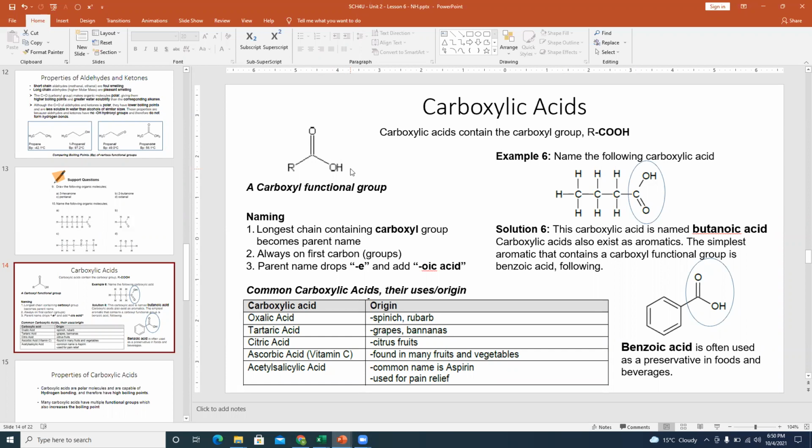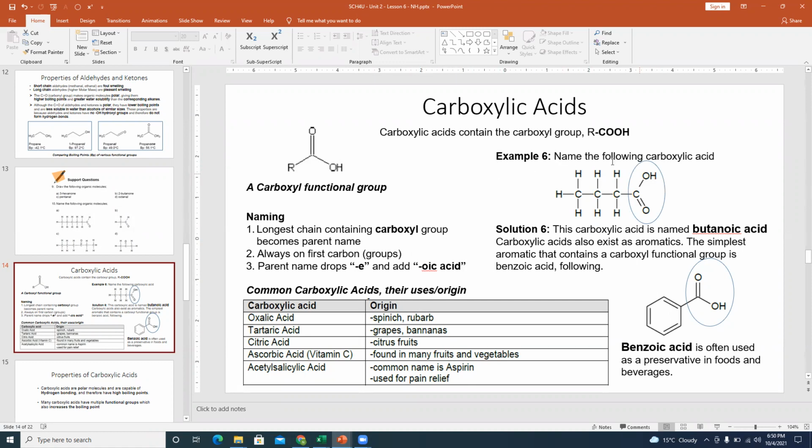And when you're naming carboxylic acids, you name it based on the longest chain that contains your carboxyl group. That becomes your parent name. And your carboxyl functional group will always be on your first carbon. You will drop the E in your parent alkane name and add the ending oic acid. So whatever it is, drop the E and make it an oic acid.